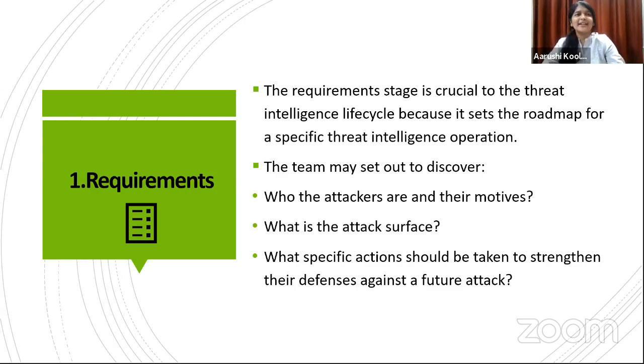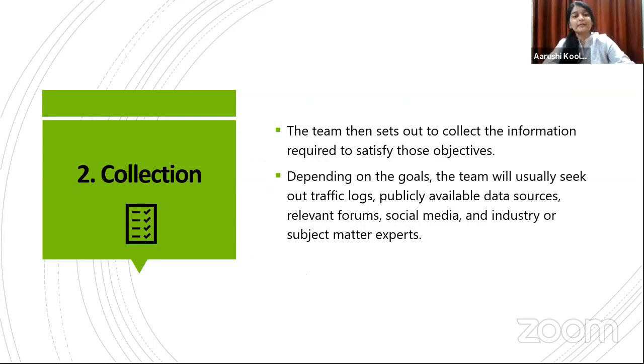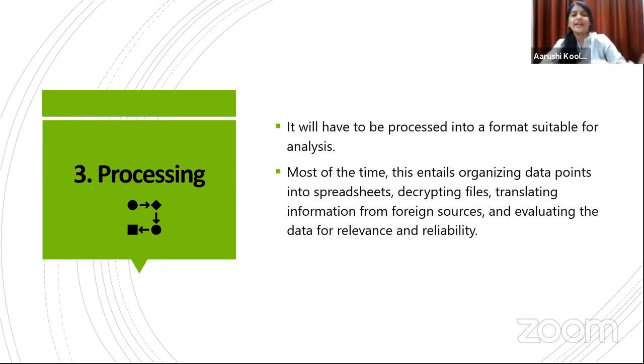So suppose an attack has already occurred, suppose there is a ransomware attack on the CEO system, right? So now they will look at what steps should be taken so that such an attack can be prevented in the near future, right? So after we lay out the requirements, now the team sets out to collect the information required to satisfy those objectives, right? So depending on the goals, we seek out traffic logs, publicly available data sources, then forums, social media, industry, or subject matter experts.